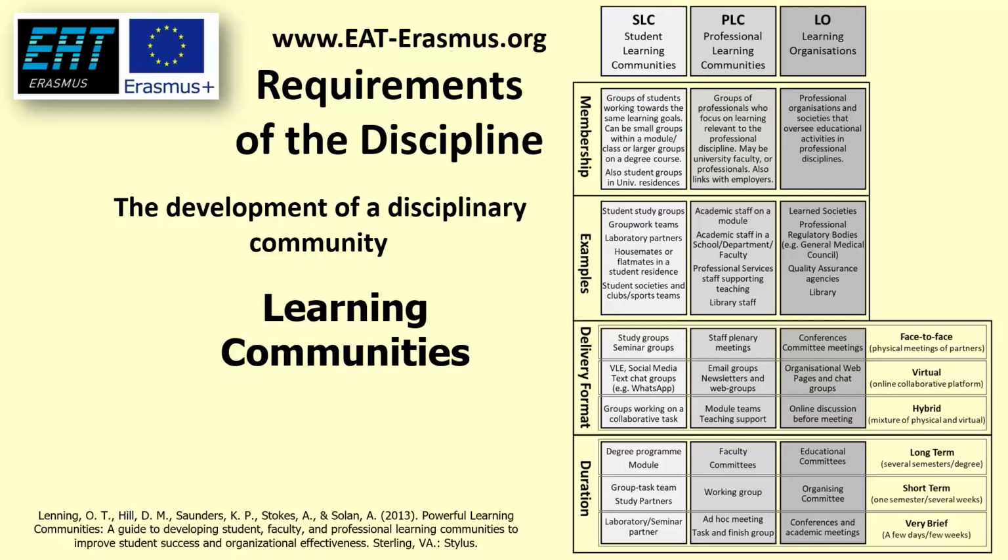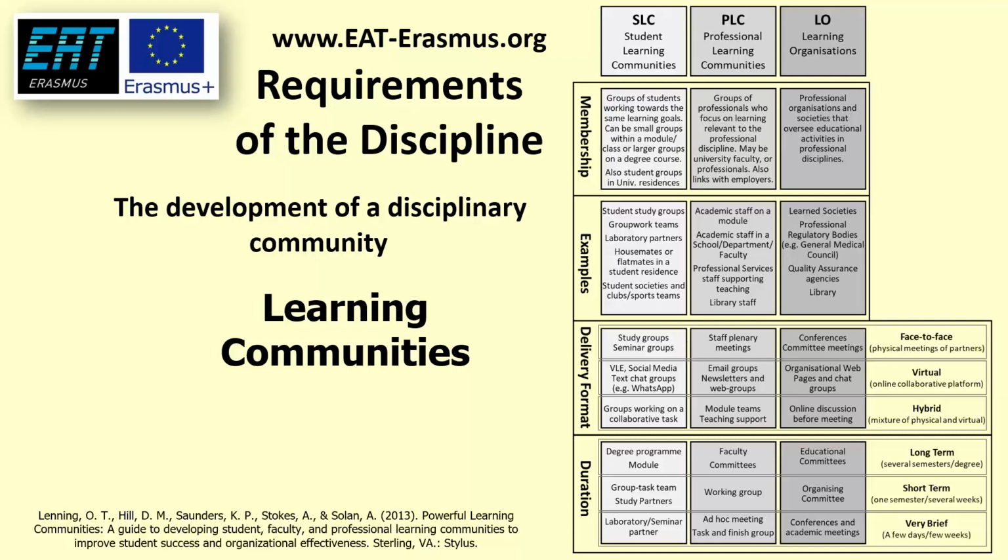So there's a student learning community or a learner learning community, which has groups of students that are working towards a similar learning goal. It could be groups of students within a module or a course. It could be groups of students who just happen to be studying together. It could be a group of students who happen to live together.